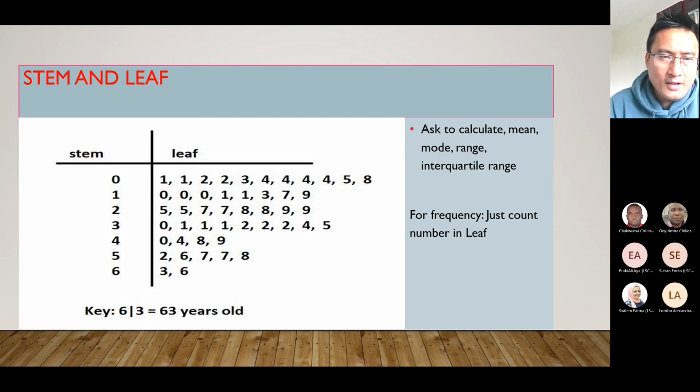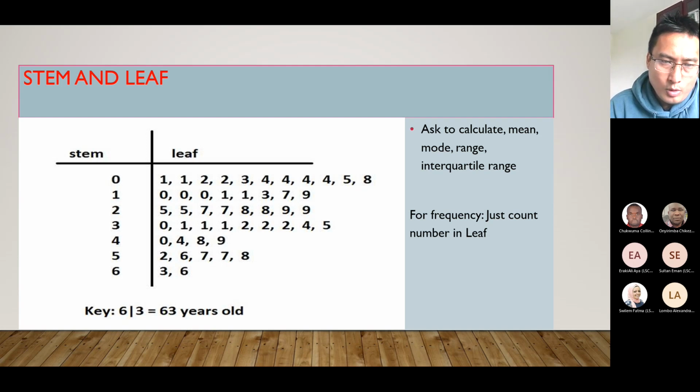So this is called a stem and leaf graph. The way you interpret it is: this is a stem, this is a leaf. From this kind of graph, you'll be asked to calculate the mean, mode, range, and interquartile range. The way to read this one is easy. So this one is 1, 2, 1, 1, 2, 2.